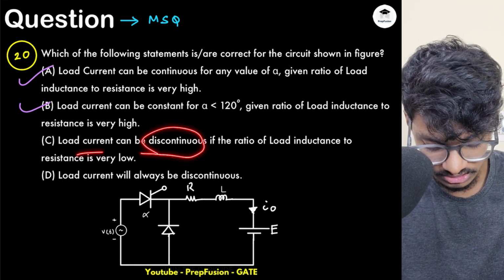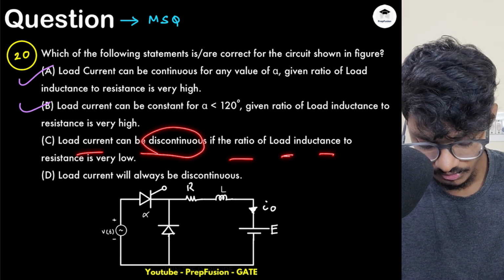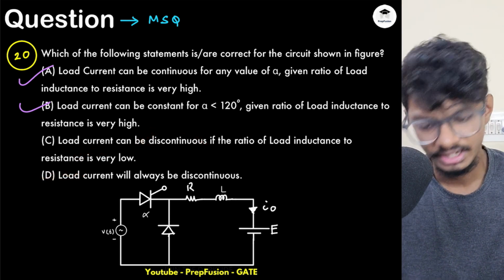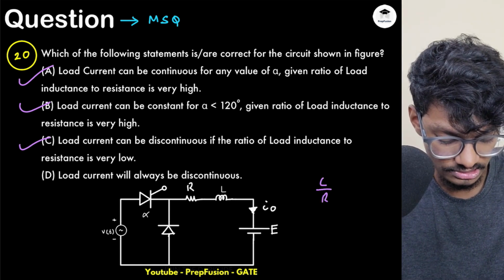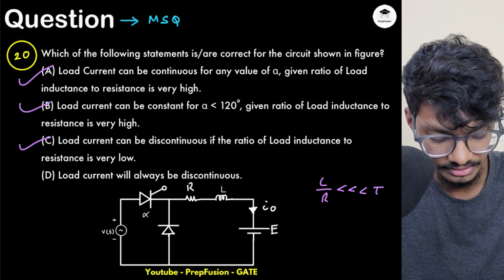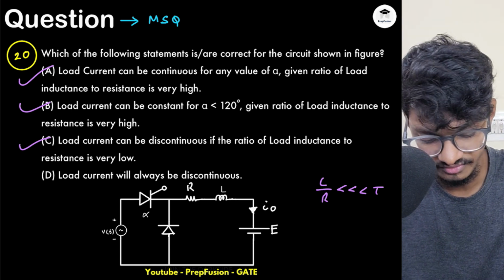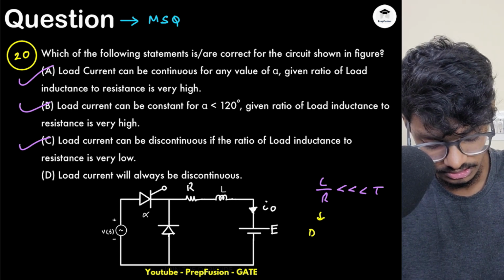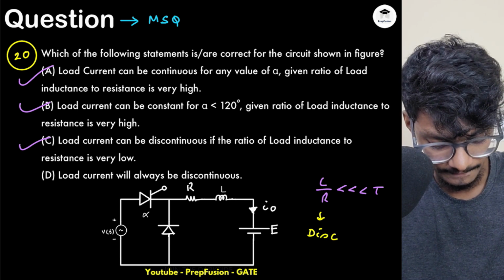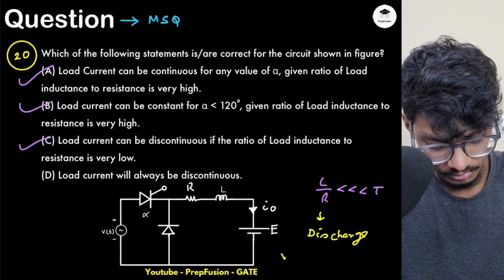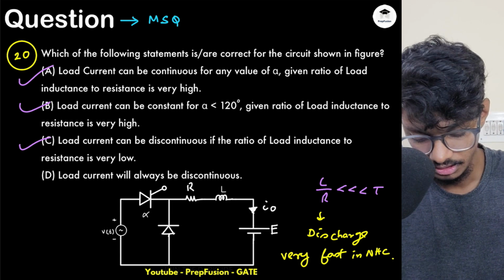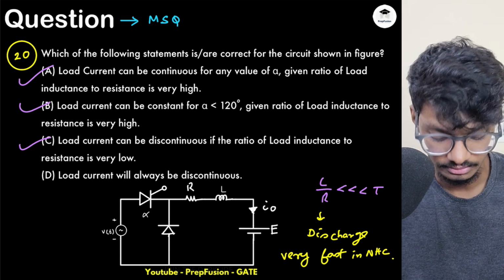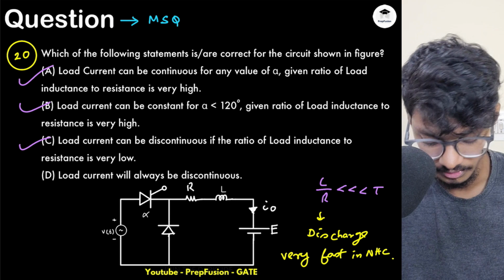Load current can be discontinuous if the ratio of load inductance to resistance is very low, which is correct. If my L by R is very low compared to the time period, then obviously it will discharge very fast in the negative half cycle, and the load current will be discontinuous. There won't be continuous conduction.